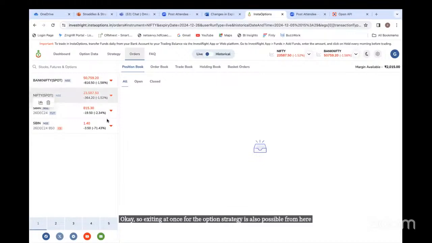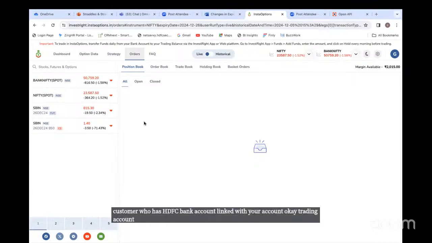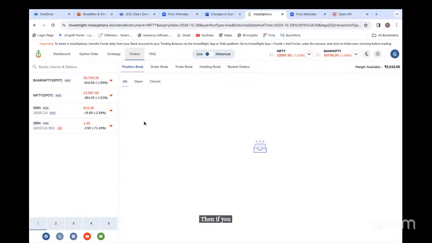All right, only one thing you have to make sure: if you're a customer who has an HDFC Bank account linked with your trading account, then if you trade from InvestRight or ITS, whenever you try to place an order, your funds are automatically held for the required margin, right? But if you trade from this platform, that will not happen. This platform does not have access to your bank account.